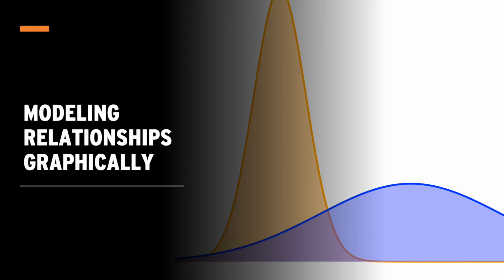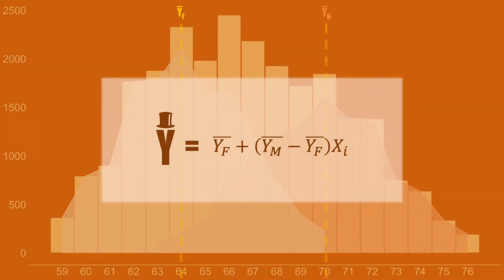This installment continues on from our last installment about modeling relationships, but in this installment I'm going to show what that relationship looks like graphically. So everything I'm about to show you is the same as what I just discussed, but I'm just going to discuss it now in graphical terms.